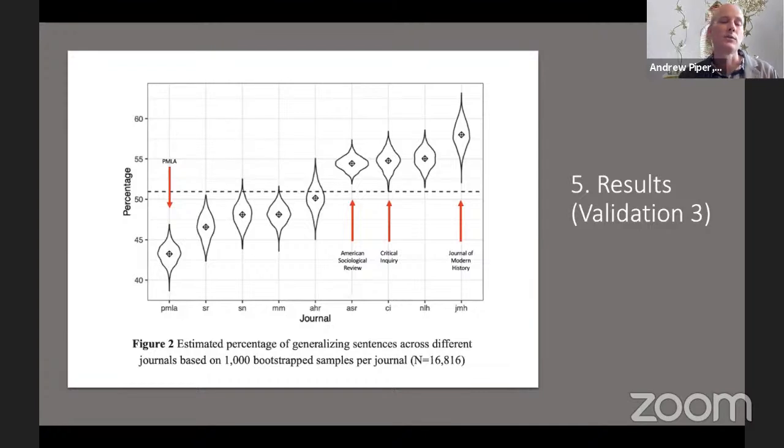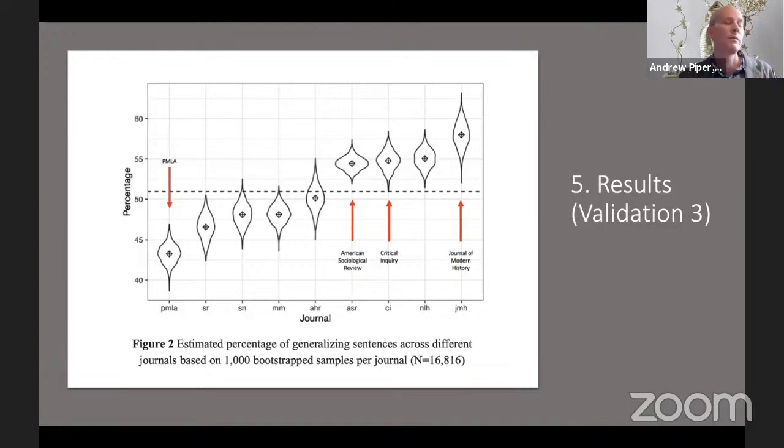And this slide just gives you an example of the differential rates across journals. So in journals like Critical Inquiry, authors generalize as much as, say, the American Sociological Review, whereas PMLA exhibits rates that are over 10 percentage points lower on average, right? So that will amount to some difference in our experience, suggesting that editorial policies can have an impact on the rates of generalization.